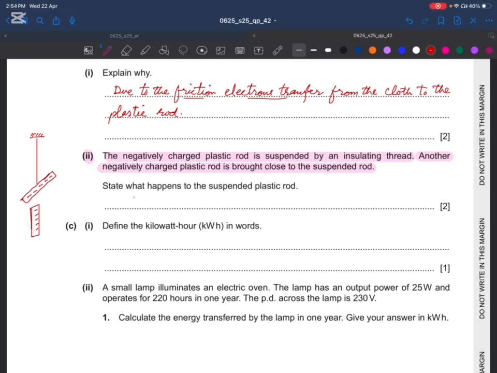So simply you will say that the plastic rod experiences a force of repulsion. They are like charges. So simply you can say that the suspended rod experiences a force of repulsion, and moves away. That's it.